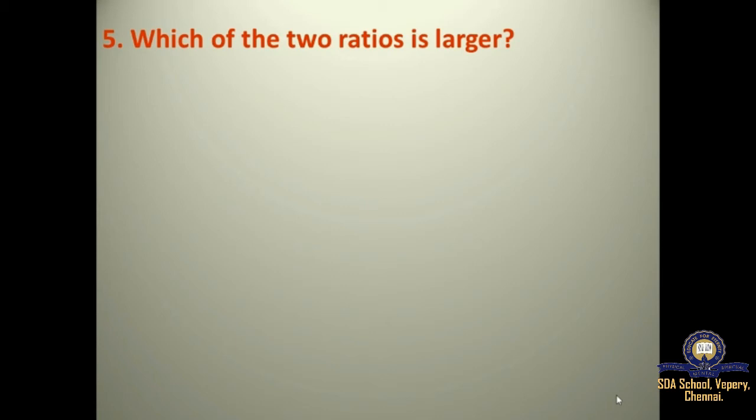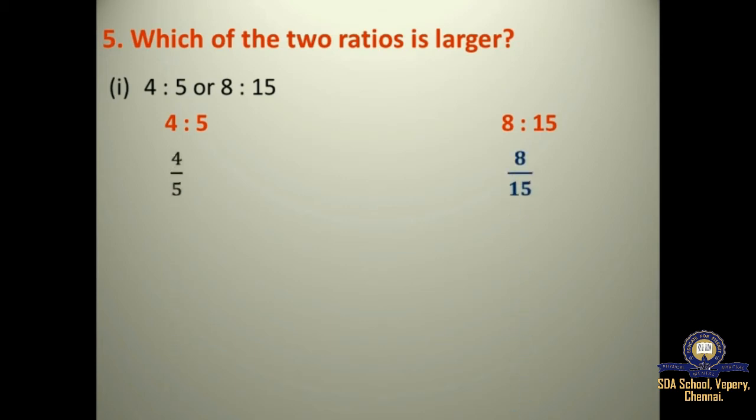Okay, so we are going to find among the two ratios which ratio is larger. Okay, so the first subdivision is 4:5 or 8:15. So in this case, you are going to compare these two ratios. Okay, so the first step is you will be representing it in fraction. Okay, you will be writing 4/5 and 8/15. Okay, so now you must change the fraction to an equivalent fraction. Okay, now use the lowest common denominator.